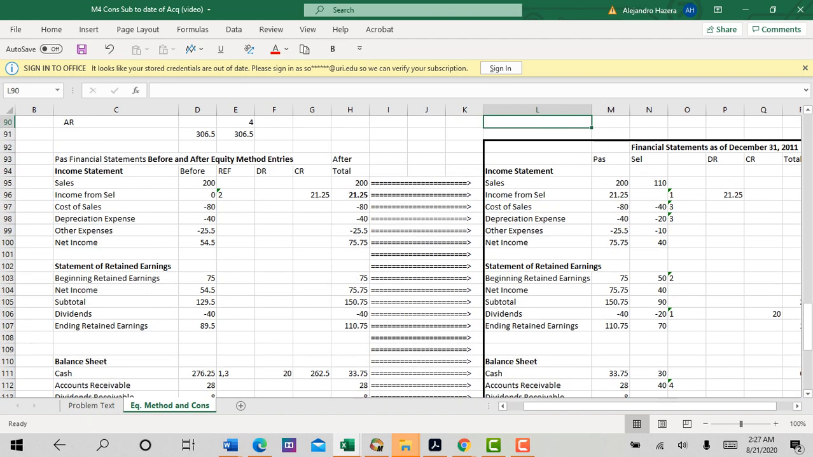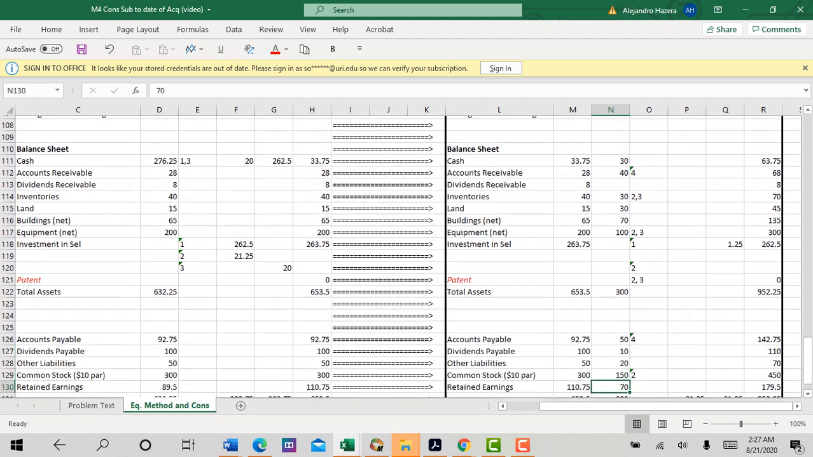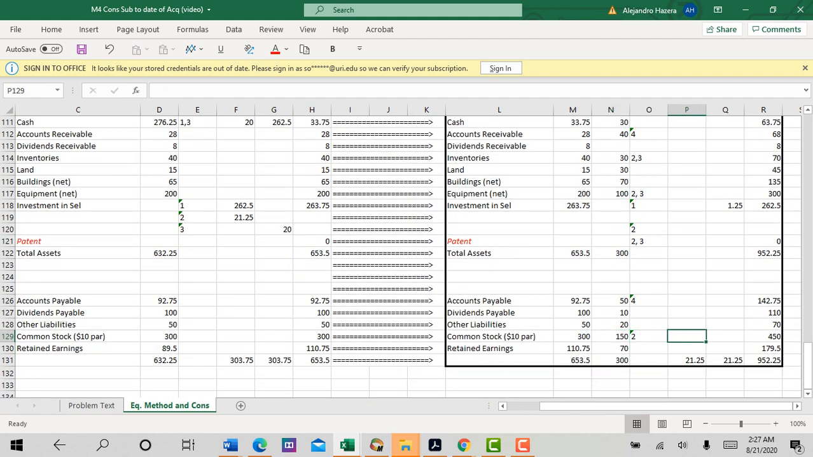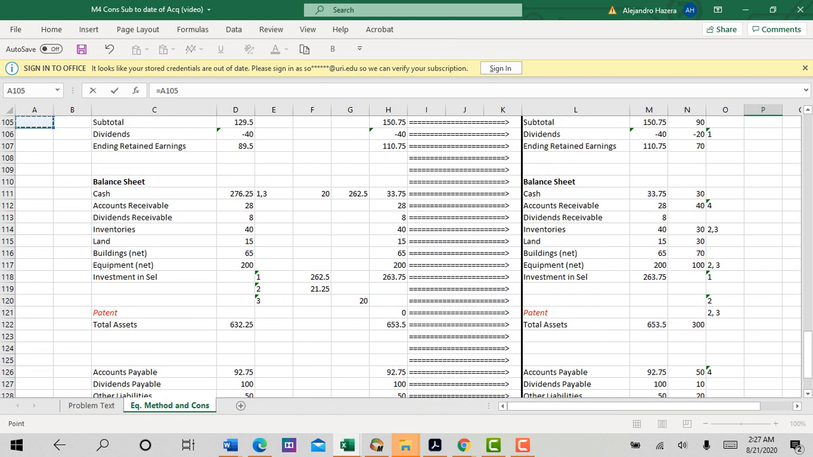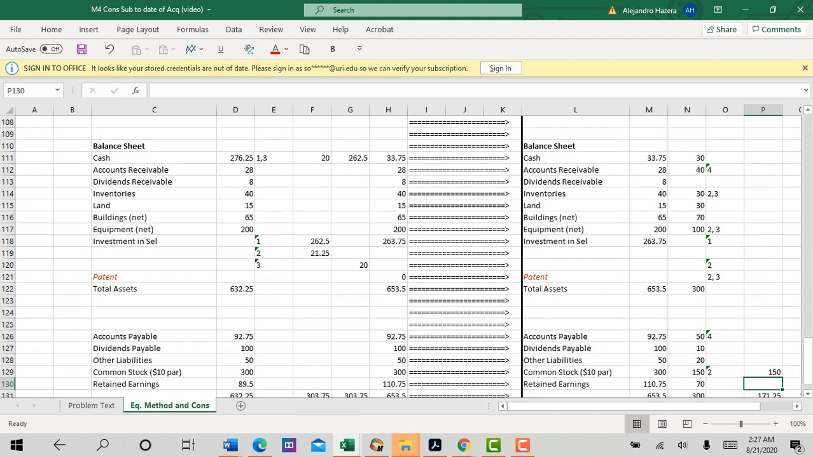Now we go on to entry number 2, which is always the longest. So we're going to debit the beginning balances, common stock and retained earnings, and debit inventory, equipment, and patent for these amounts right here. There's one thing you have to be very careful with, and I want to really emphasize this. We go down to common stock, entry number 2. We debit common stock for $150. We're going to make the assumption we don't sell stock or buy back treasury stock, so we're always going to assume the common stock doesn't change.